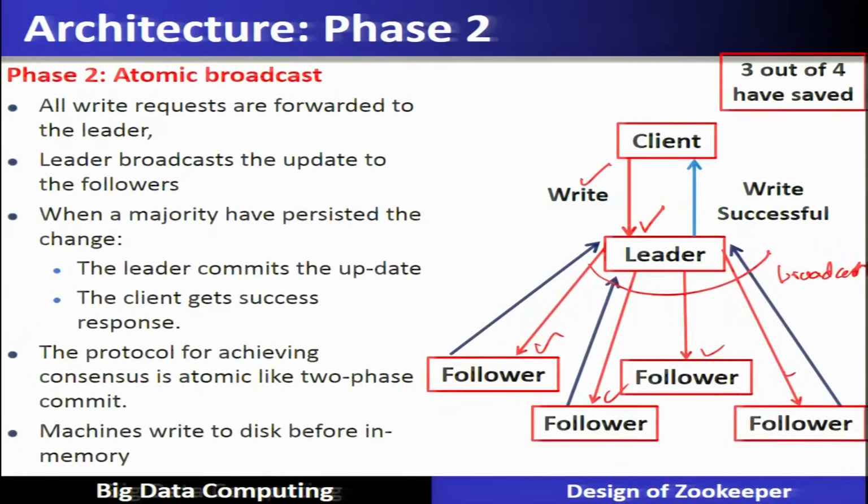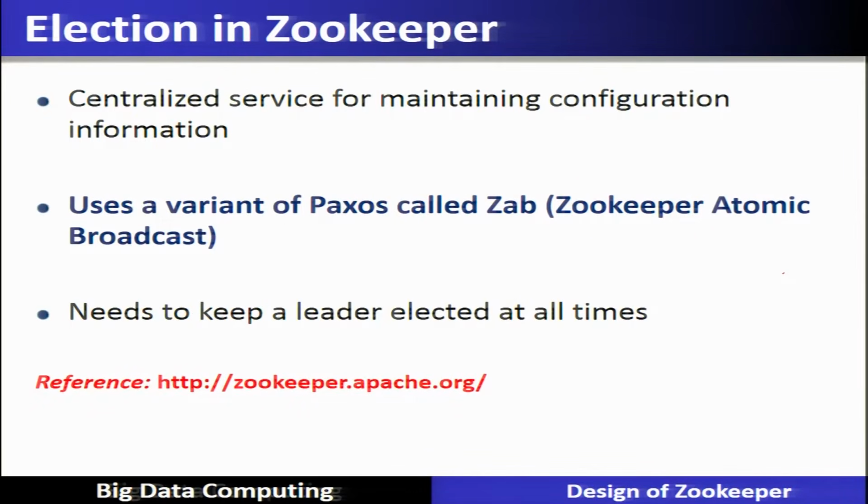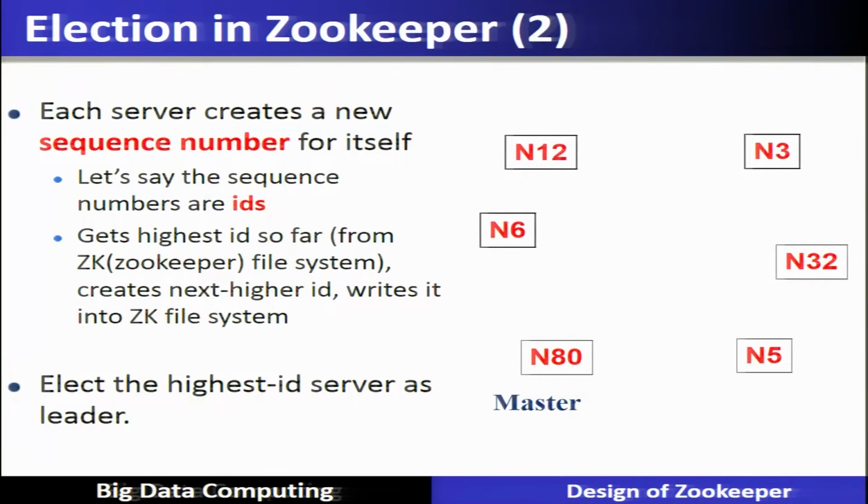So, now let us see in more detail phase 1, which is the election process in Zookeeper. Zookeeper is a centralized service for maintaining configuration information. Zookeeper uses a variant of Paxos called ZAB, that is Zookeeper Atomic Broadcast. Now, Zookeeper needs to keep a leader elected at all points of time. We will understand the complete process of how the leader is elected in Zookeeper.